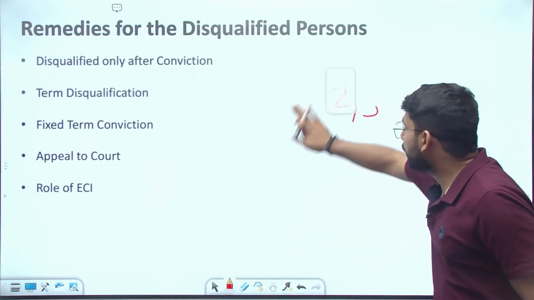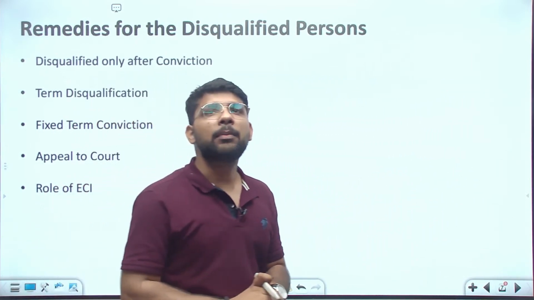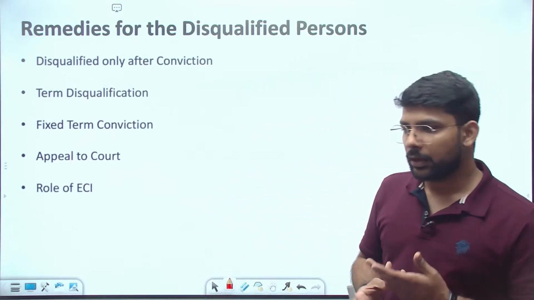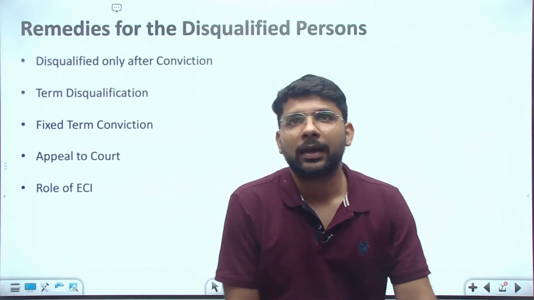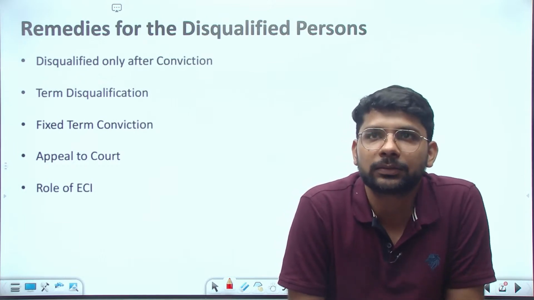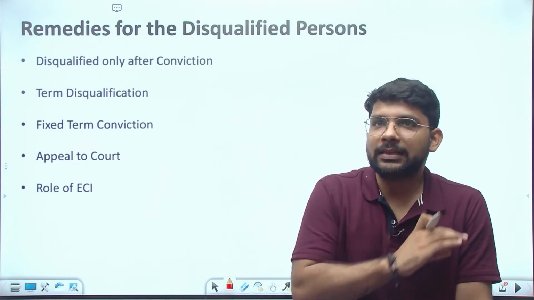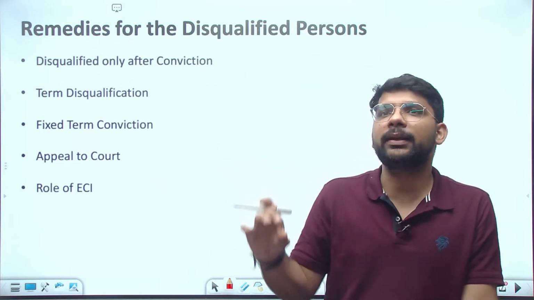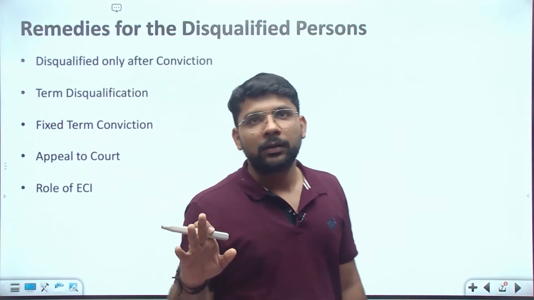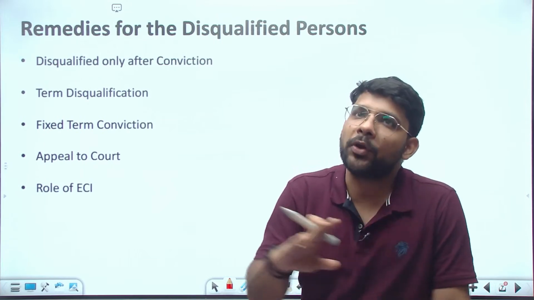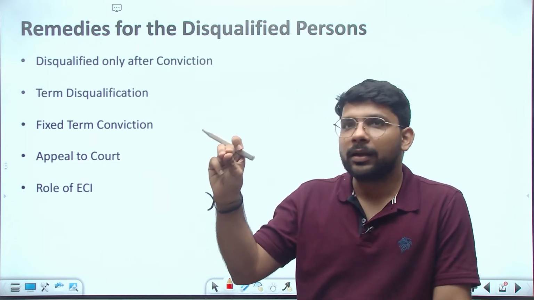Okay, now come to the second part of the question, remedies for the disqualified person. What are the remedies available? Remedy number one is disqualification only after conviction. If any court takes action against any MP or MLA and announces a term of 2 years, then only can he be disqualified. If the case is going on and the MP or MLA is not convicted, then he will not be disqualified. He will not be disqualified until the case is going on in the court. He will be disqualified only when there is a complete conviction.